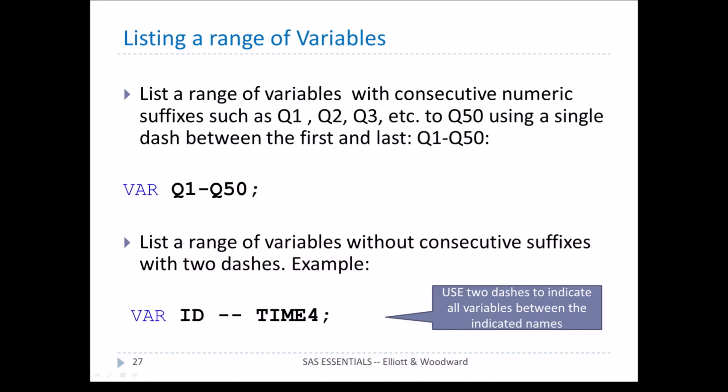Similarly, if we don't have consecutive suffixes, then we can say var some variable dash dash some other variable. And what that says is include all variables between, in this case, ID through time 4 and everything in between.